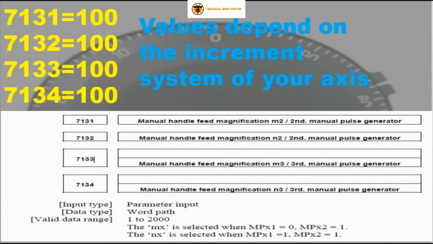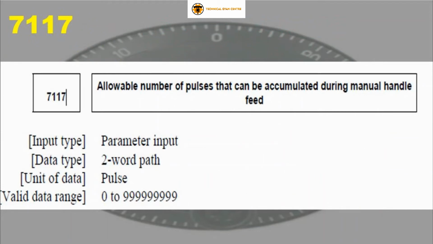One more important parameter is 7117. It is the allowable number of pulses that can accumulate during manual handle feed rate. Yes friends, this parameter sets the number of pulses from the manual pulse generator that exceeds the rapid traverse rate and can accumulate without being discarded if the manual handle feed rate is faster than the rapid. This way, the number of pulses exceeding the rapid traverse rate can be saved by CNC, and the amount of pulses B will be output as pulses C.